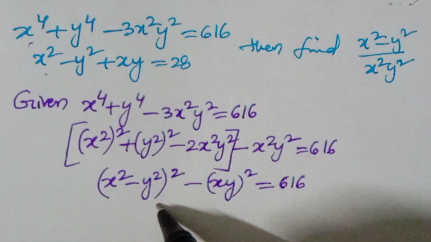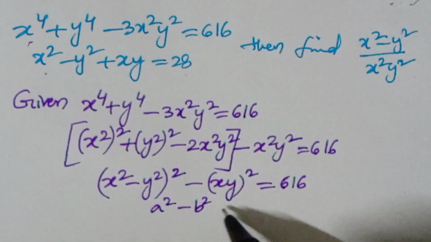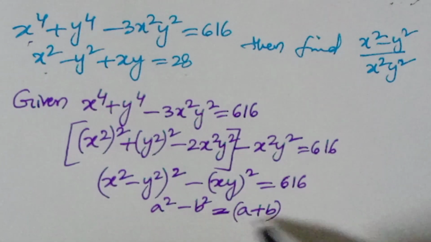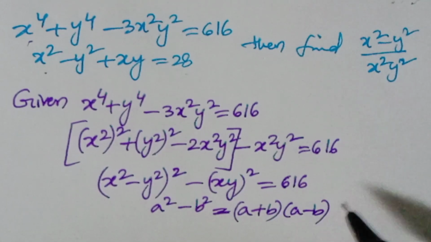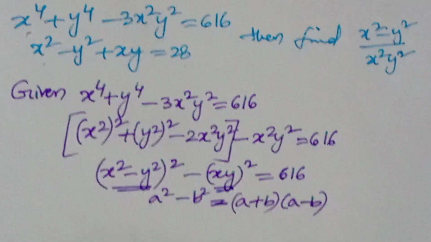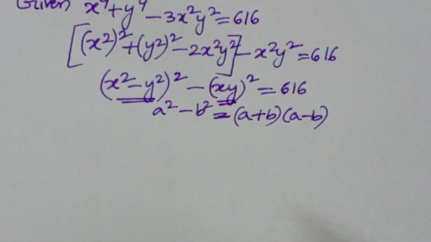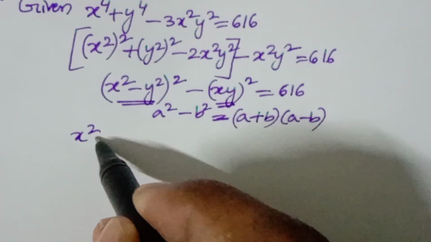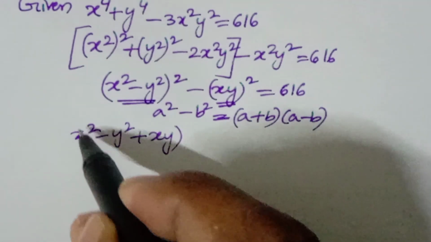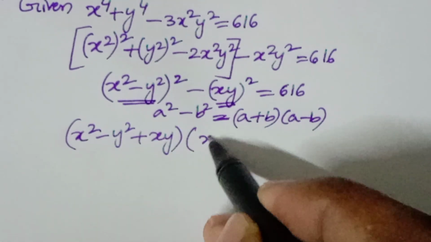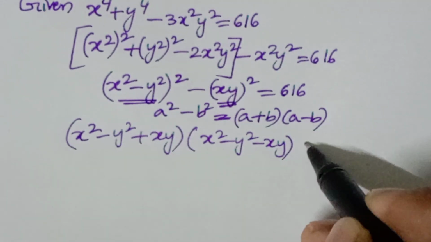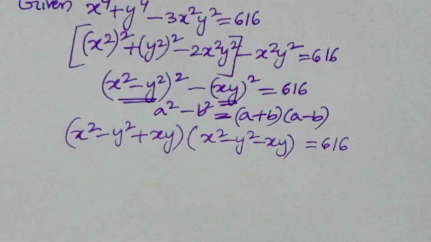Now it is in the form of a square minus b square. A square minus b square is (a plus b) into (a minus b). So this is the a value, this is the b value. Here a plus b is x squared minus y squared plus xy, and a minus b is x squared minus y squared minus xy, and the product is equal to 616.